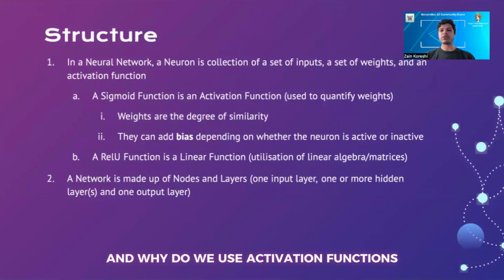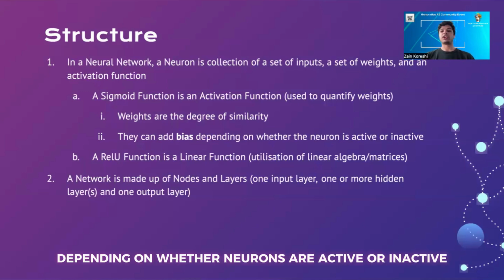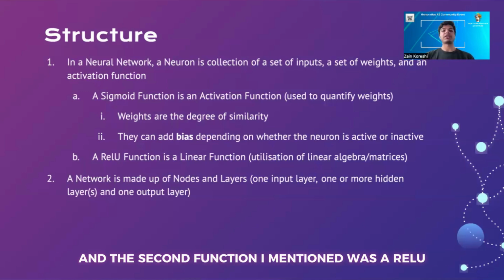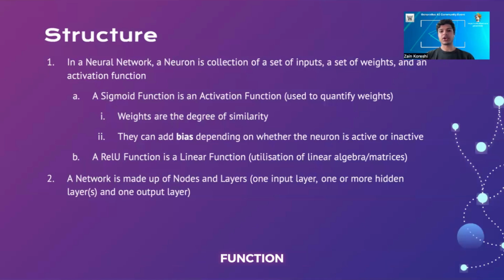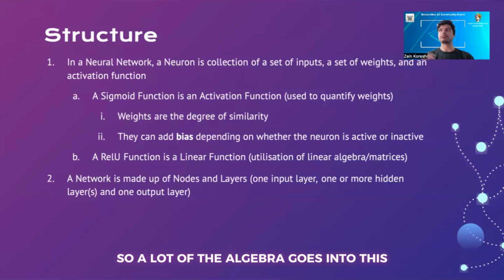And why do we use activation functions? Why are sigmoid functions used? Because they can add biases depending on whether neurons are active or inactive. And the second function I mentioned was the ReLU function. This is a linear function which utilizes matrices, so a lot of linear algebra goes into this.